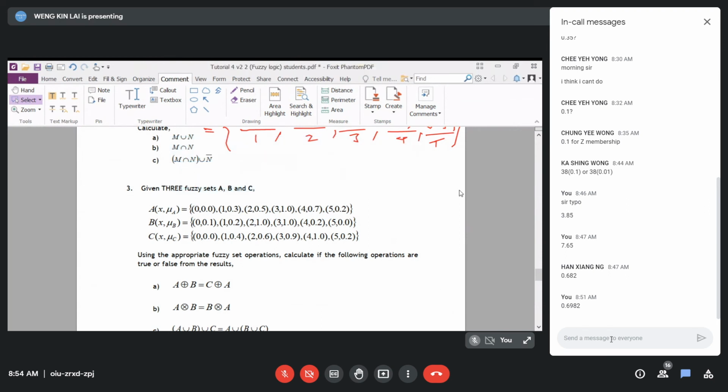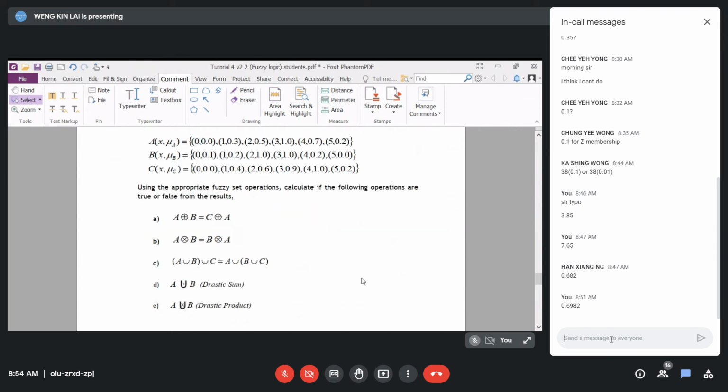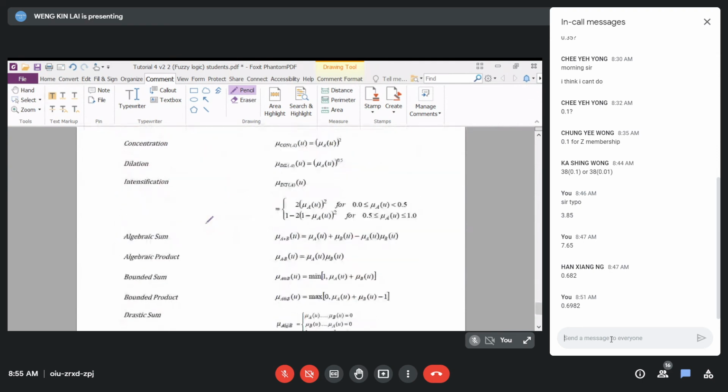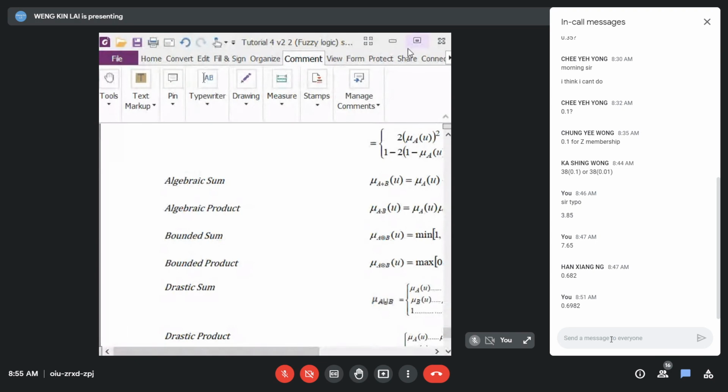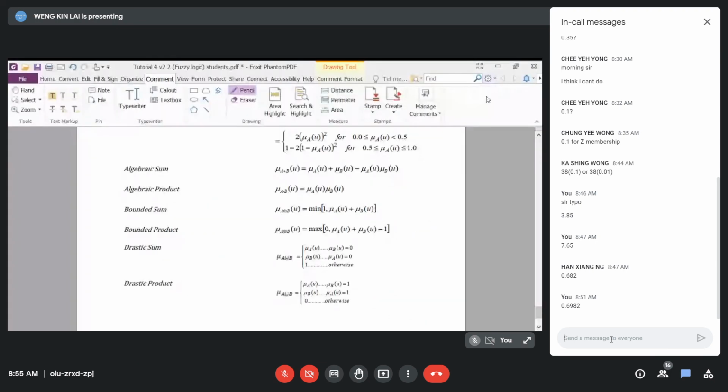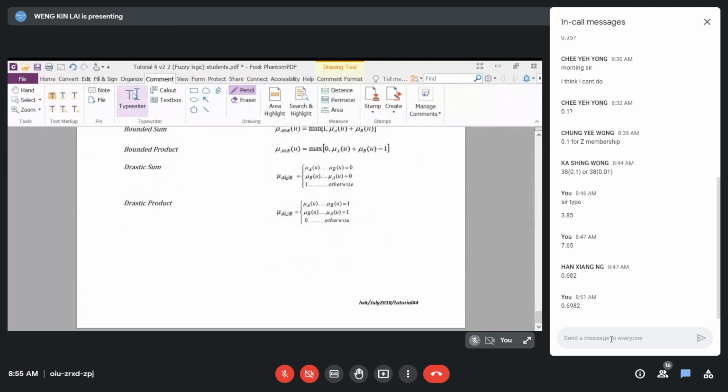Just wait, give me some space. Now, first one is we want to do this. This one A and B. Let's look at this one here. My board is lagging a bit. This is my bounded sum. Maybe where did it go? I think it's missing. I can't zoom in. My little cursor is gone.